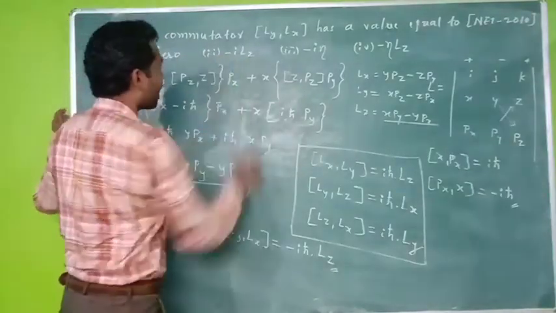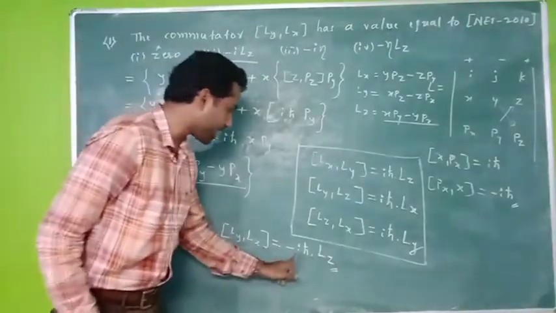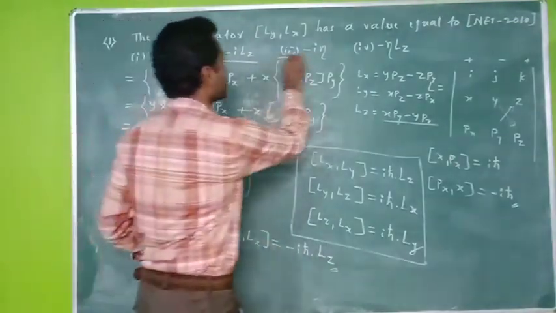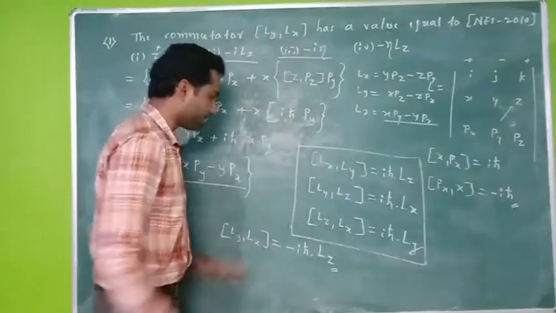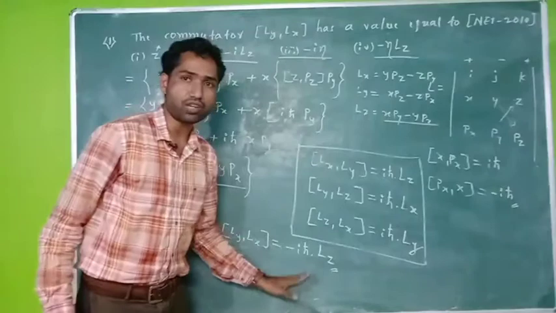So in this one they have given only i Lz, right? It should be i h bar Lz. This one is not multiplied with Lz, so that is also not matching with our answer.